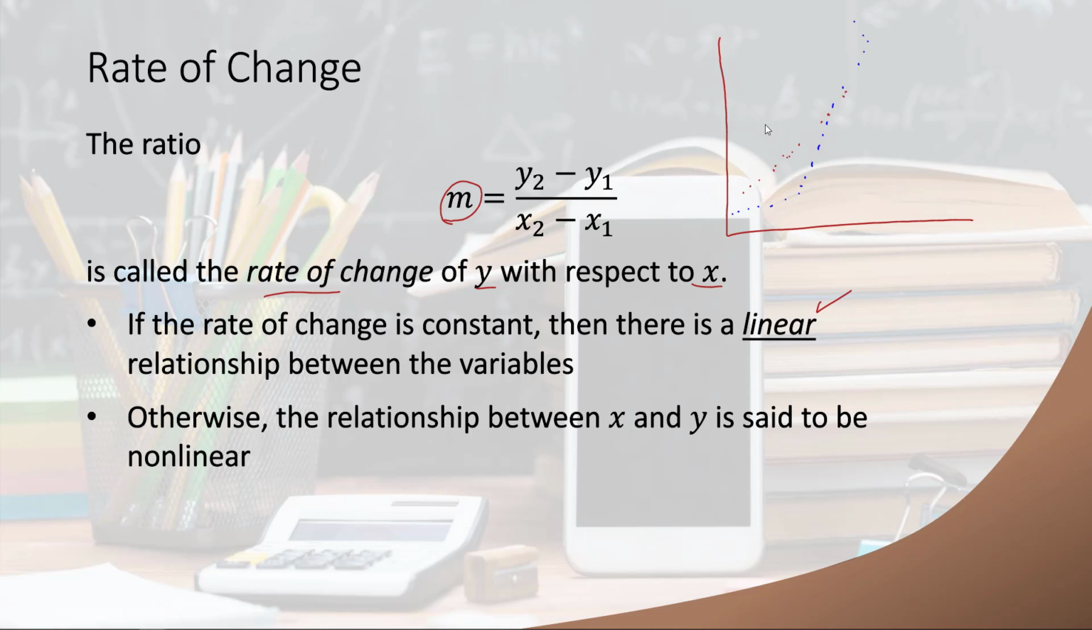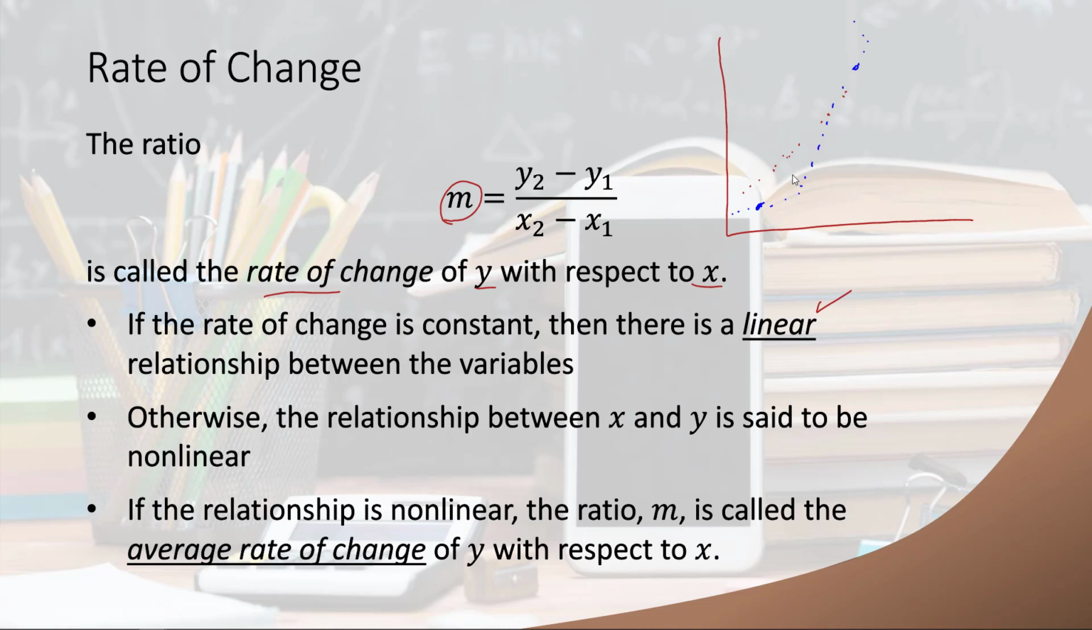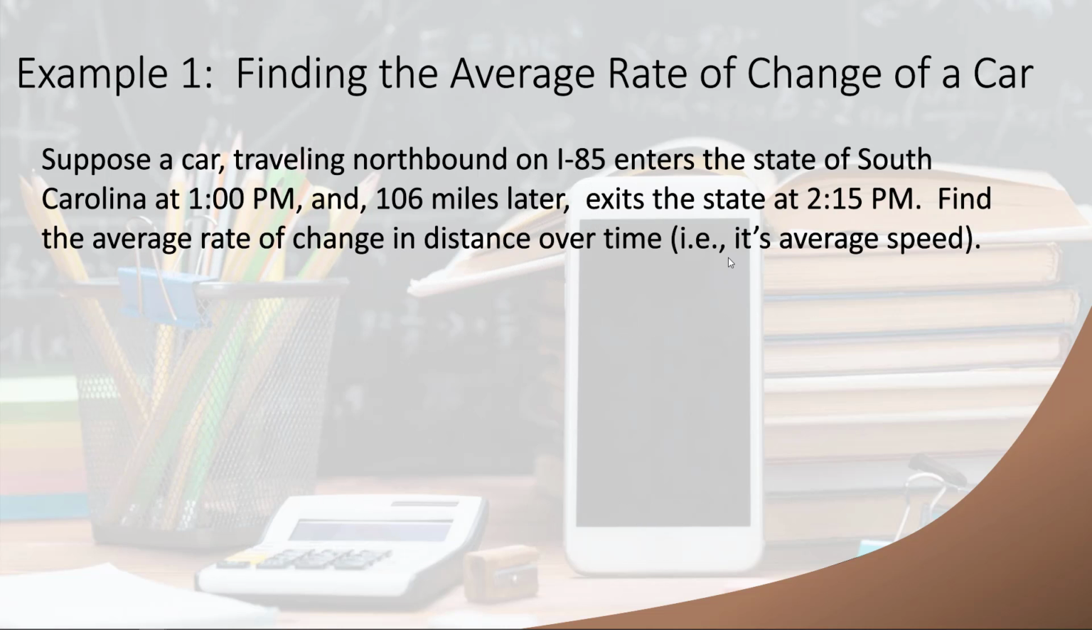However, you can still find two values, say this value and this value, and you can actually still compute a rate of change. However, that rate of change that you compute would be an average rate of change of y with respect to x. So if your relationship is not linear, you may not be able to compute the slope, but you can still compute an average rate of change if you have values of y and x at two different points. Okay, and how can we use this?